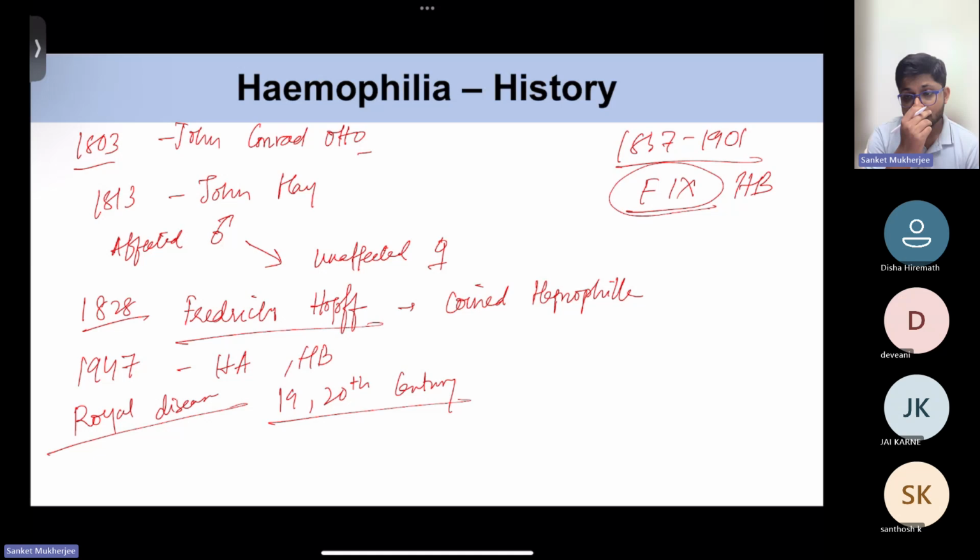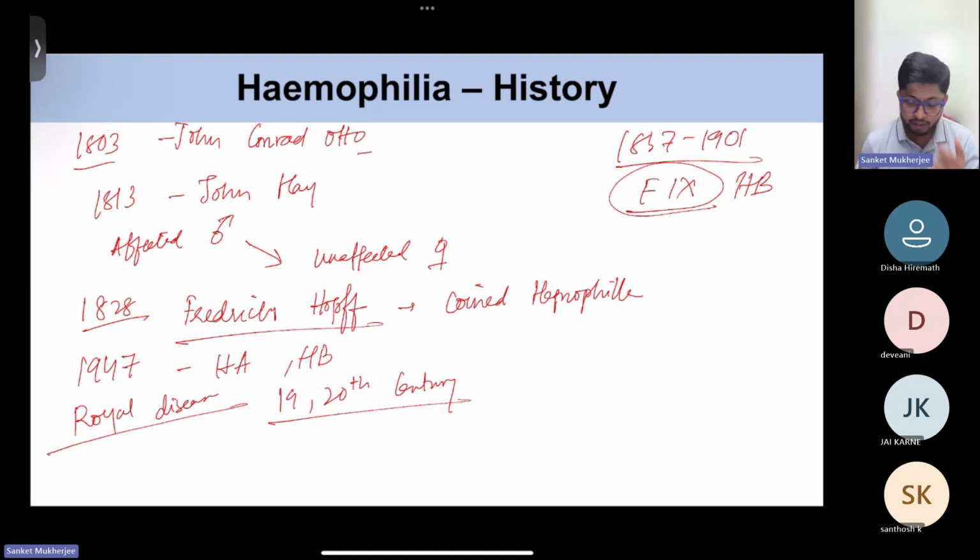This disease is heavily sex-linked, and it's autosomal recessive. Since royal families, to maintain their pure blood, have consanguineous relationships, that means they usually marry their cousins or very close relatives, these kinds of complications come up more in royal families. Similar things happened in, I think, Egypt also, and that's why there is a higher incidence of this disease there as well.